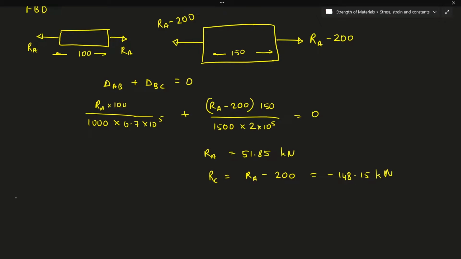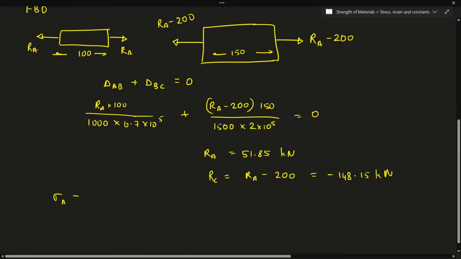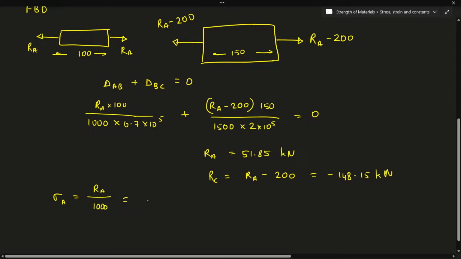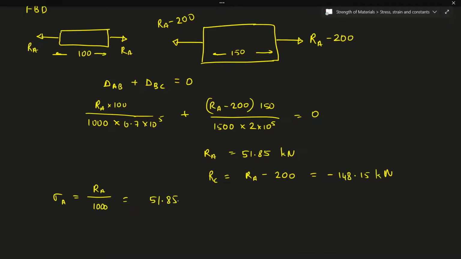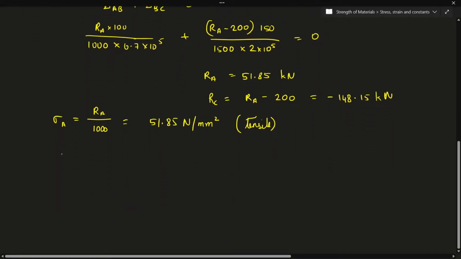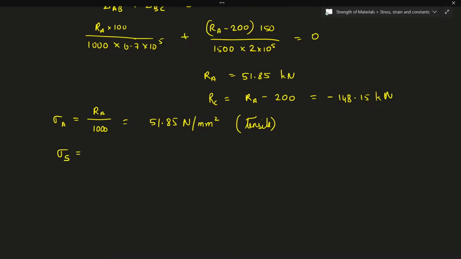Right, so now what would be the stress on the aluminium body? Sigma A is nothing but the load RA divided by the area of aluminium, 1000, which would give me plus 51.85 Newton per mm square. So this is tensile. What about the steel bar? I'm going to have sigma S given by the RC value, which is minus 148.15 into 10 to the power of 3, since this is in kilonewton, divided by the area of the steel bar, 1500. That would give me minus 98.76 Newton per mm square. So this is compression.